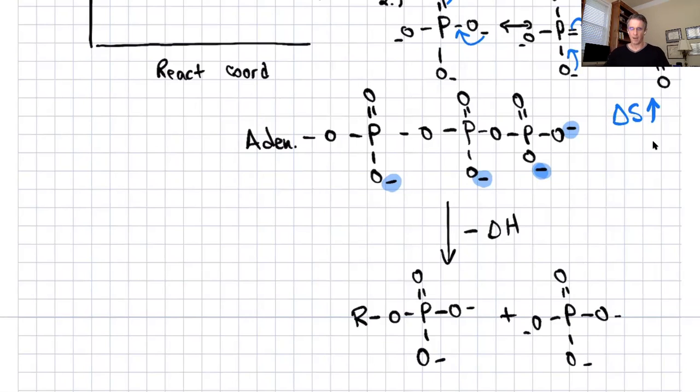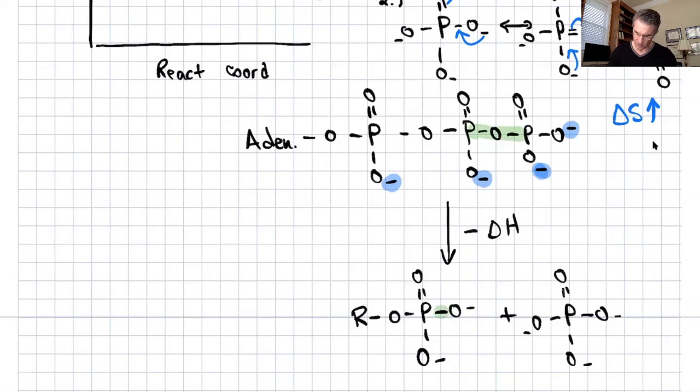Right? And now separate that concentrated negative charge into two molecules that can now go about their business, right? That is enthalpically quite favorable, right? But it's even better than that. Notice something. We took this phosphodiester bond here, right?